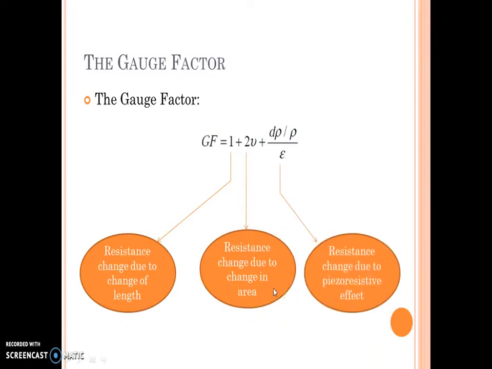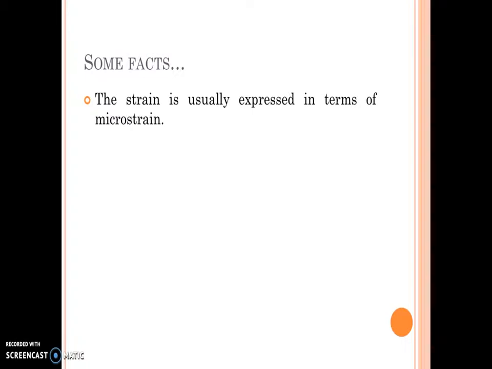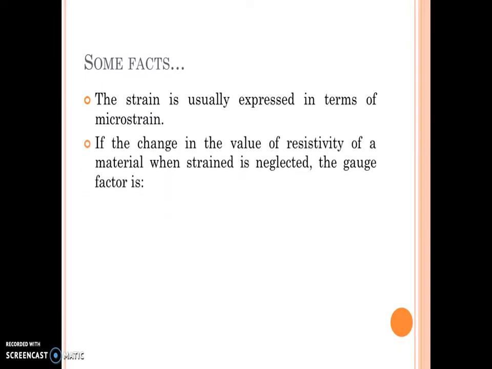Now let's have a look at the working principle of a strain gauge. If a metal conductor is stretched or compressed, its resistance changes. I repeat, if a metal conductor is stretched or compressed, its resistance changes. Why? There are three reasons. Because maybe its length changes, its diameter changes, its resistivity also changes.